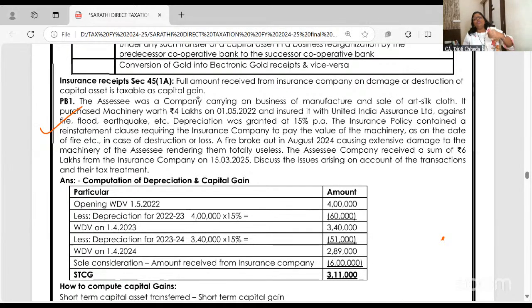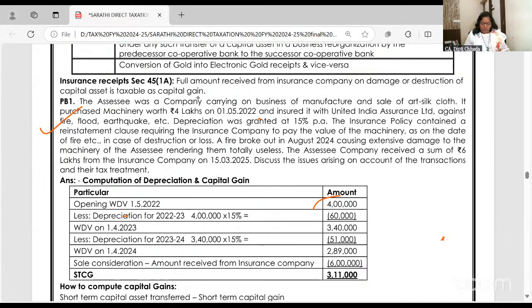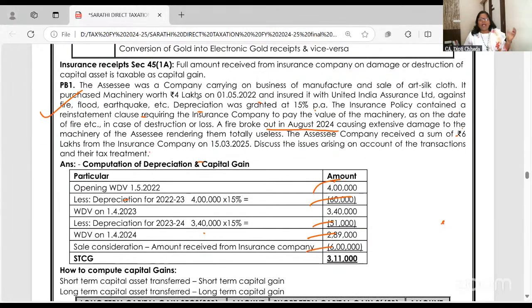And listen, sometimes I don't sell my assets, but it is destroyed in a fire. So my right is extinguished. The amount received from the insurance company is very well taxable here. The company was carrying on business and purchased machinery for 4 lakh on 1/5/22. It insured it and depreciated 15% with the WDV method. There was a fire in August 24 and this asset was destroyed, and the insurance company gave 6 lakh rupees. I have not sold the property, but my right is extinguished. The day there was a fire, what was the WDV? 289. Insurance company gave me 6 lakh. So the profit I got will always be short-term capital gain. Is this clear to all of you?